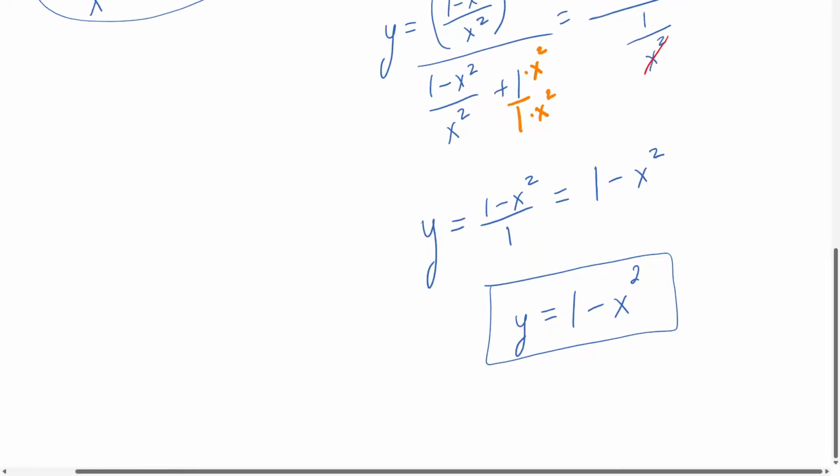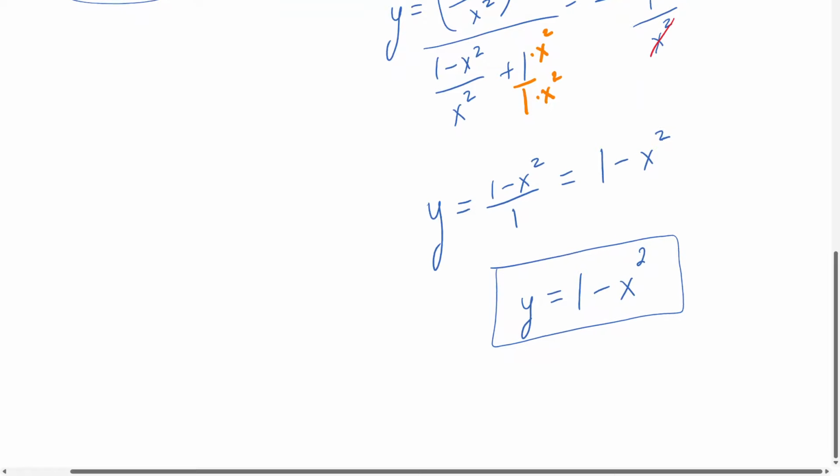Okay, so that's our rectangular equation. That's how you eliminate the parameter t. So solve for t using one of the parametric equations, and then plug it into the second one, and then simplify. This shows us that the graph is going to be a parabola, right? We have an x squared term. So it's a parabola that opens up or down.